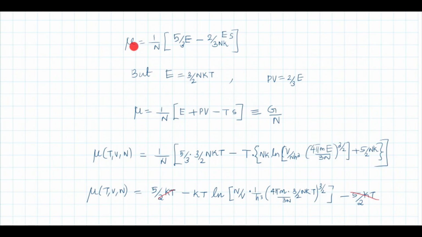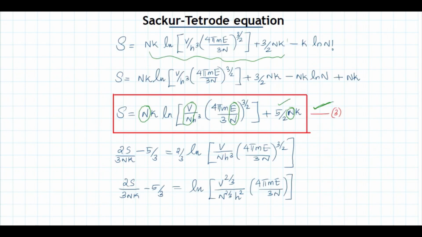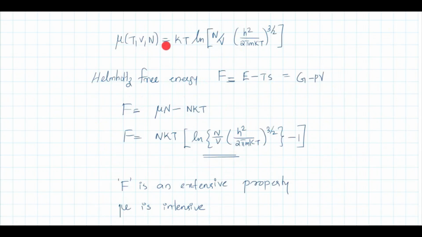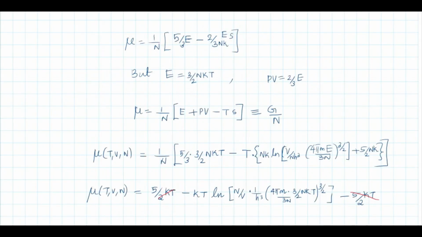Now you can write this mu as a function of T, V and n, temperature, volume and n. Here this mu is a function of energy and entropy. You can express energy in terms of temperature as 3 by 2 nkT. You can express entropy using the Sackur-Tetrode relation. Then you will get mu: substitute these values for E, substitute 3 by 2 nkT minus T into, for S you substitute the Sackur-Tetrode relation, and solve this.